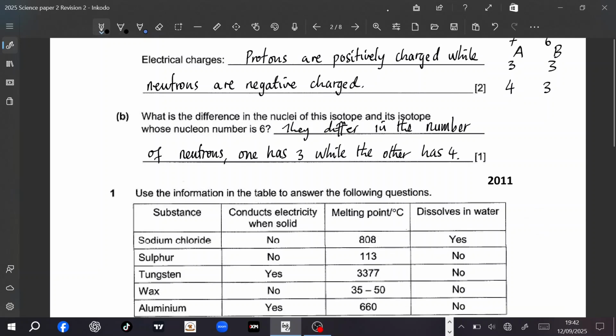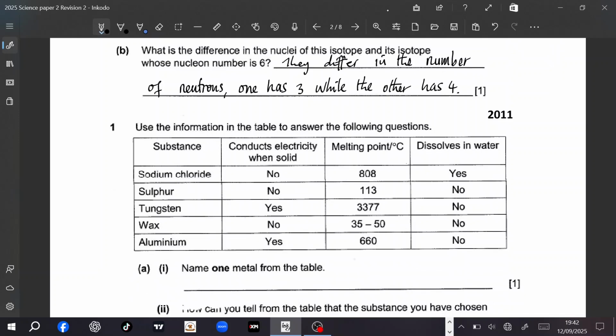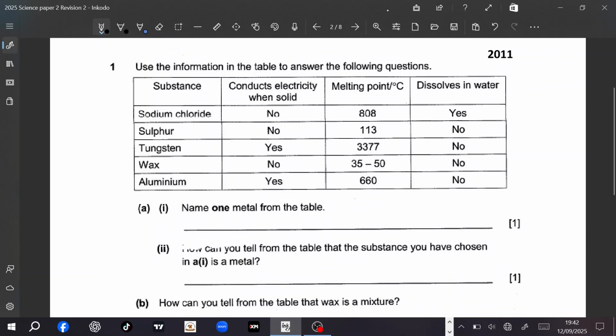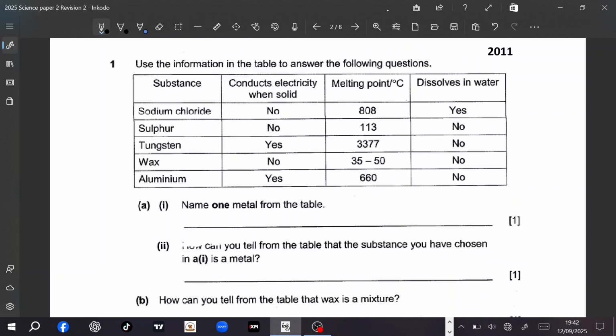Okay, then we move on to the next question. Use the information in the table to answer the following questions. So let's study the table. This question came from 2011. We have the substance sodium chloride. Does it conduct electricity when solid? They said no. Melting point, they said 808. Dissolves in water, they said yes.